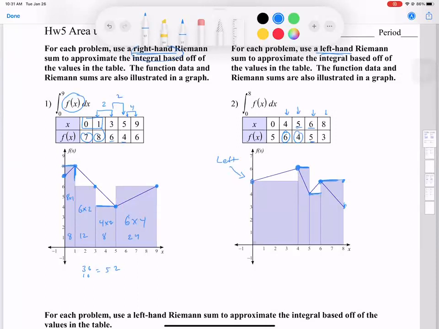Now the only thing you have to make sure is that these are rectangles. So base times height, we have our heights. You want to make sure you get those bases right. So distance between 1 and 4, that was 4. 4 and 5, that was 1. 5 and 6, that was 1. 6 and 8, that was 3.